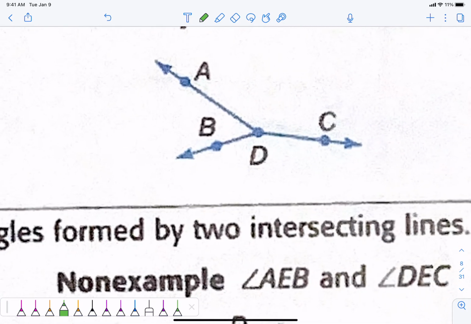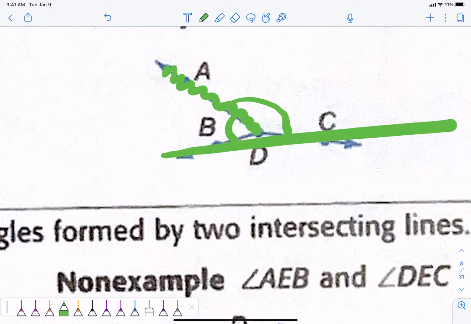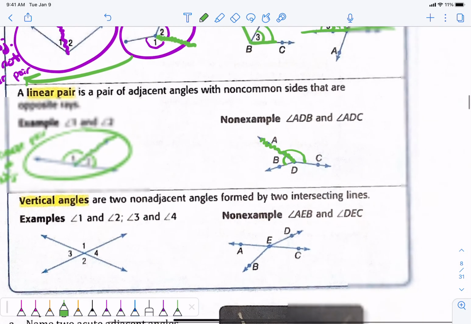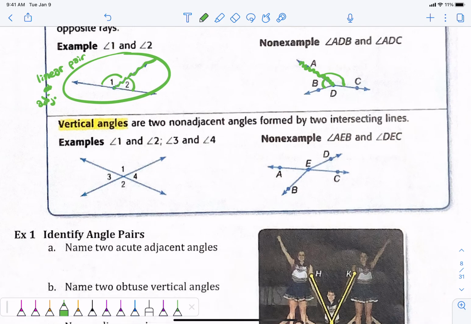Let's talk about like these two angles right here, this angle and this angle. Okay, those two guys, those are adjacent, right? They're sharing this side, but they're not making a linear pair because this bottom would have to be a straight line across, and it's not. Does that make sense? We understand how this works? Okay. All right. And then the last thing that we have is something called vertical angles.